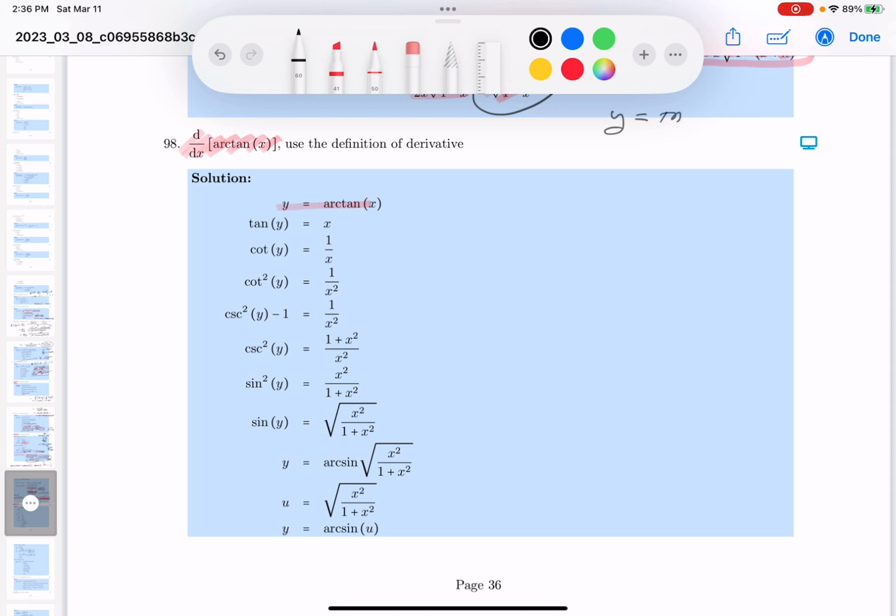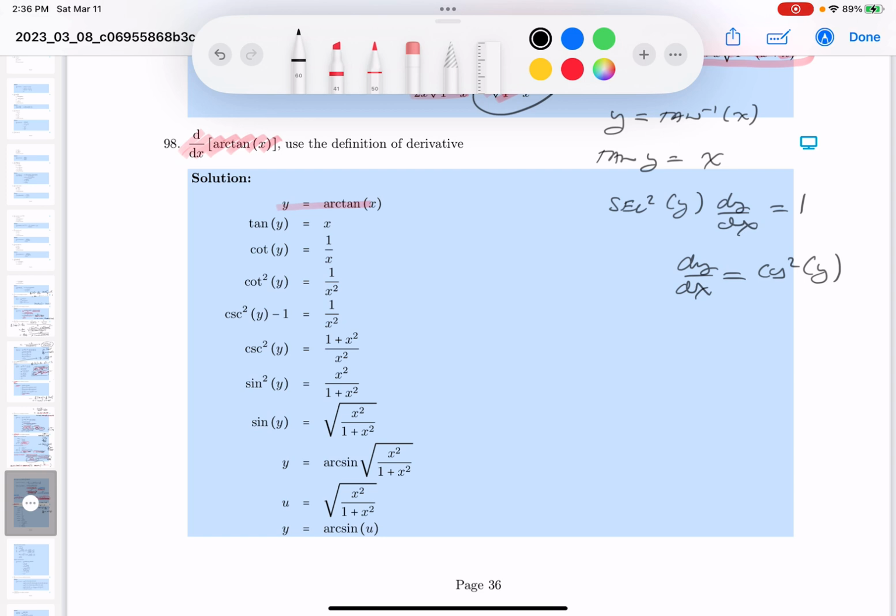They would write down tangent of arctangent of x, then they write down tangent of y is equal to x. They differentiate it where they get secant squared y dy dx is equal to 1, and dy dx would equal cosine squared of y. I want to point out the invertible region for us here is between minus pi over 2 and pi over 2, and the cosine function is going to be non-negative there.